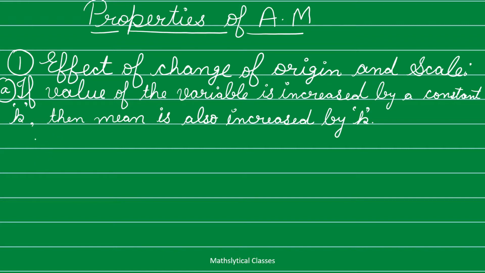If we have particular data, the set of points x1, x2, x3, and so on to xn, and we change its origin, we add, or we can also subtract, a particular constant k to all the numbers, then the mean is also changed by adding or subtracting the same number to the old mean.